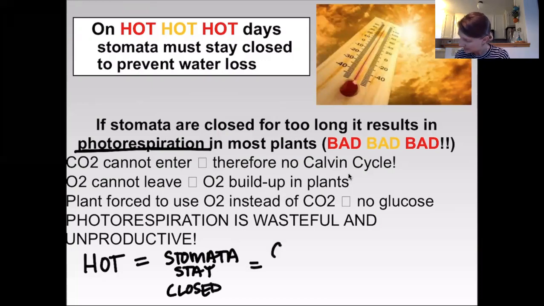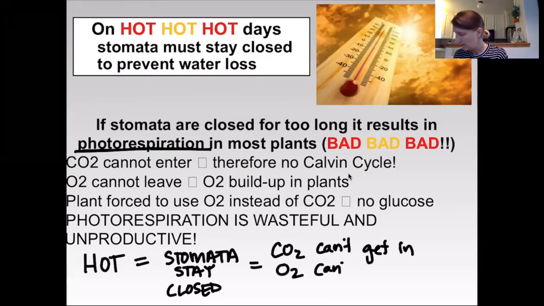And what happens is that CO2 can't get in and oxygen can't get out, right? If those stomata are closed. And that's very, very bad because plants try to use that oxygen to make glucose, but they can't because they don't have carbon there, right? And so what results is a very wasteful, very unproductive process called photorespiration, where plants try to go through the Calvin cycle, but they don't have carbon to do that.